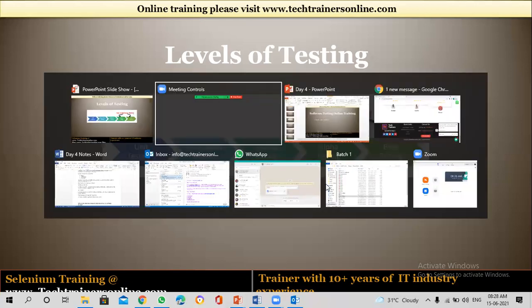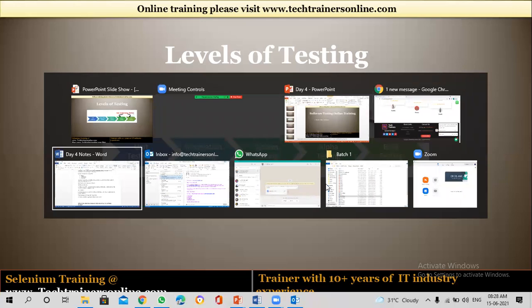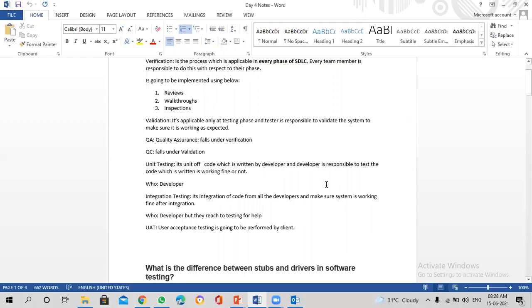I think I have notes already here. Let's see. Unit testing, I'll send you this document after the training. Unit testing is testing a unit of code, which we already discussed. And who is responsible? I clearly mentioned, the developer. And for integration testing, who is responsible? The developer, but they reach out to the testing team for help.